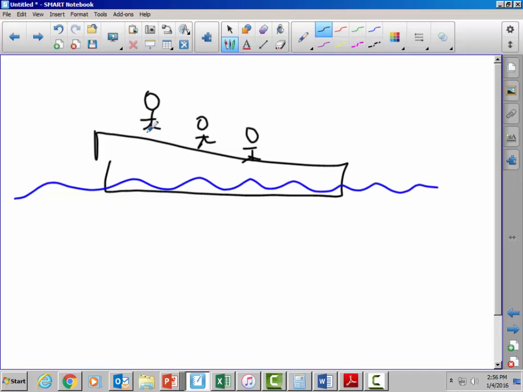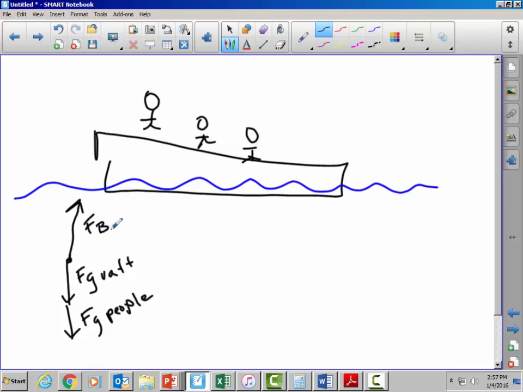Now, since we have more weight on the raft, it makes sense that more of the raft would be underwater, but it's still floating, so it's not submerged yet. So, now we have the weight of the raft, and then we also have the weight of all of the people. And then we have the buoyant force. So again, these forces are going to be equal and opposite to one another. We just have two weights going down now.